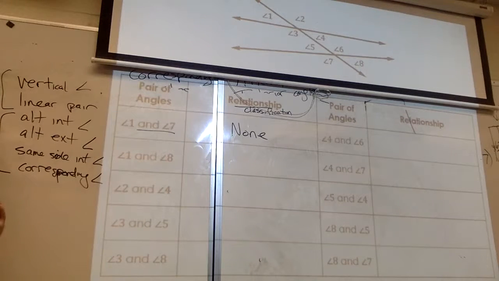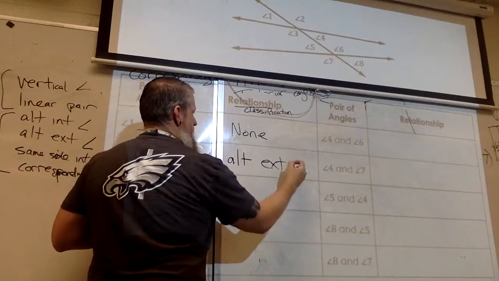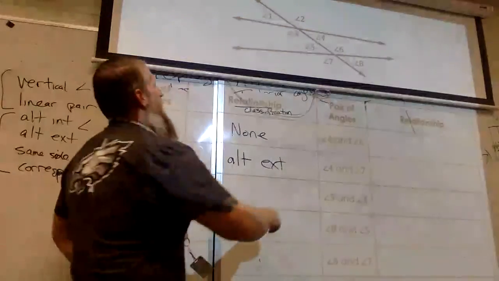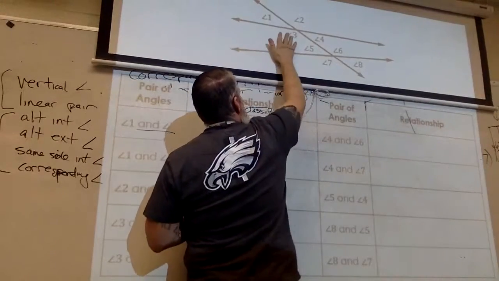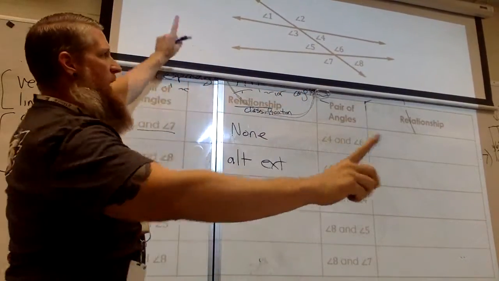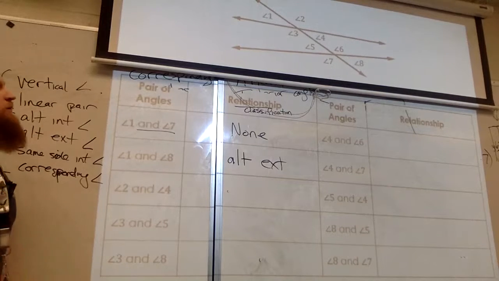What do you think for 1 and 8? These would be alternate exterior. If I look at them, 1 and 8 are not in between. 3, 4, 5, and 6 are your interior because they're in between those two lines. So I know it's on the exterior, and they're on opposite sides of the transversal, so it was the alternate exterior.